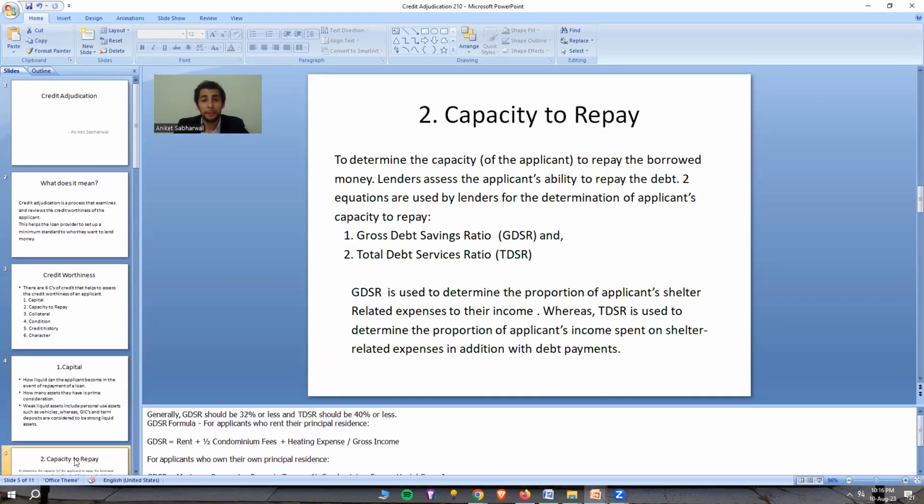Capacity to repay. To determine the capacity of the applicant to repay the borrowed money, lenders assess the applicant's ability to repay the debt. Usually there are two equations. First is gross debt service ratio. GDSR is used to determine the proportion of applicants' income spent on shelter-related expenses, whereas TDSR, total debt service ratio, is used to determine the proportion of applicants' income spent on the shelter-related expenses in addition to debt payments. Generally, GDSR should be 30% or below, and TDSR should be 40% or less.